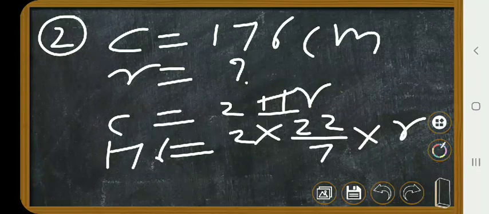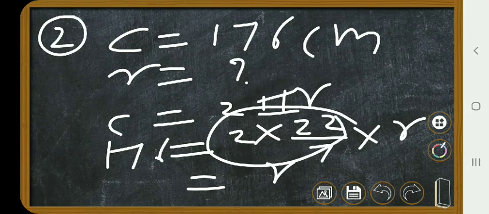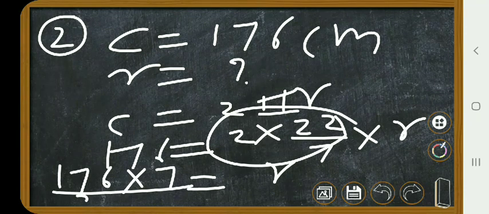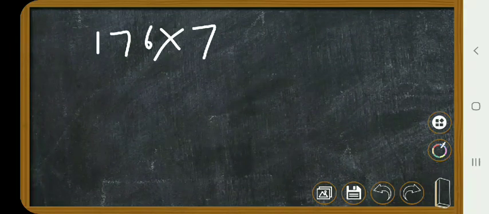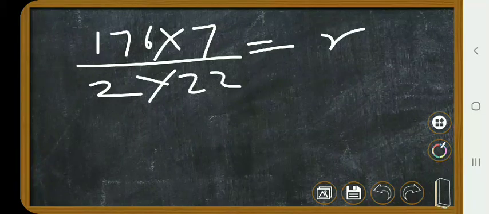Okay, now we'll do the same process as we have done for the previous one. We'll take all these numbers to the left side of the equation. So 176 multiplied by 7, and this 2 divided by 22. I'll write it in a good form. See, 176 multiplied by 7, and this 2 divided by 22.